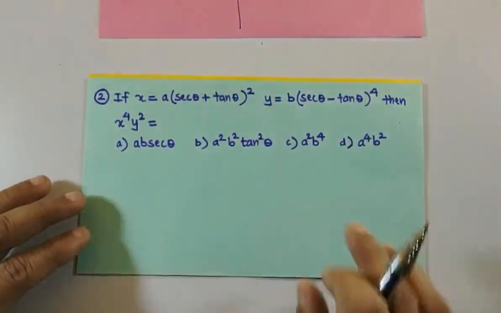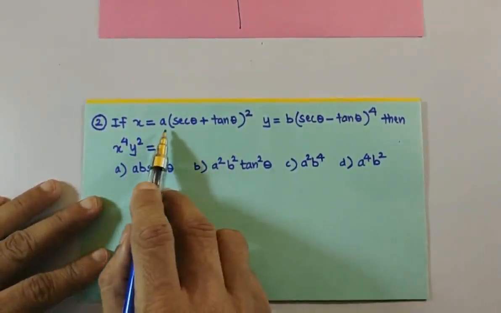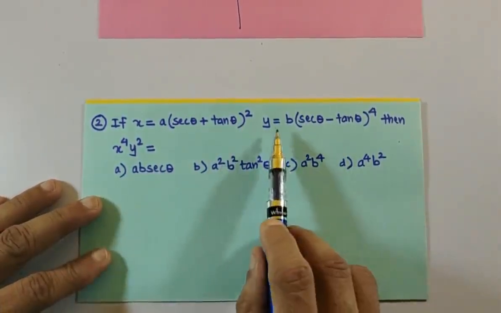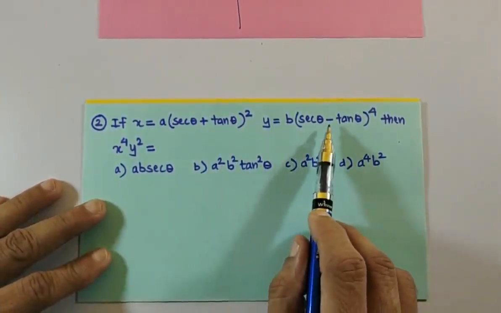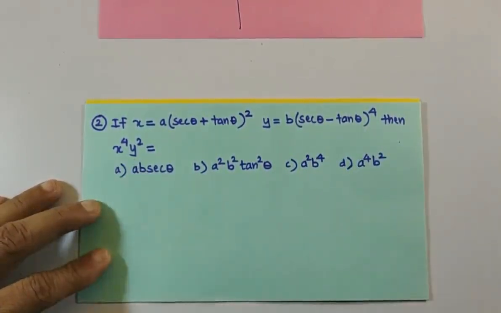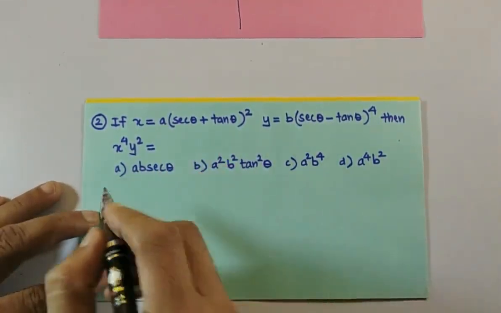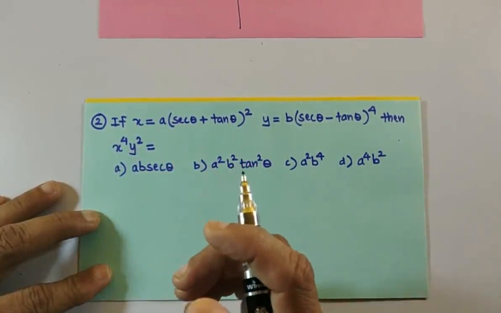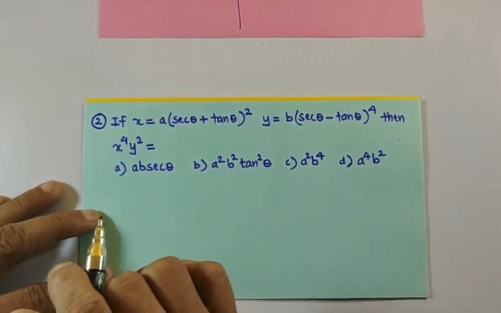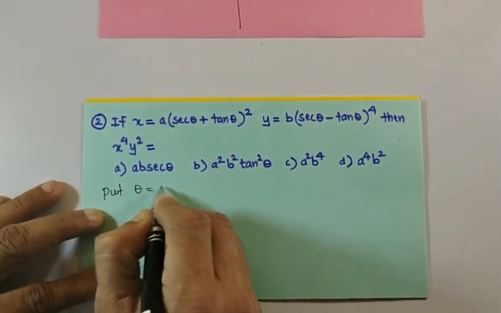Similarly, if I take the second one. x is equal to a into bracket secant theta plus tan theta, bracket square. y is equal to b into bracket secant theta minus tan theta, bracket raised to 4. Then x raised to 4 y square he has asked. So again easy. The angle to get the expression easy is either 0 or 90 in most of the cases. So I will put theta equal to 0.